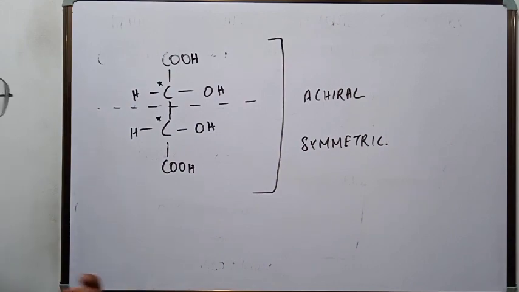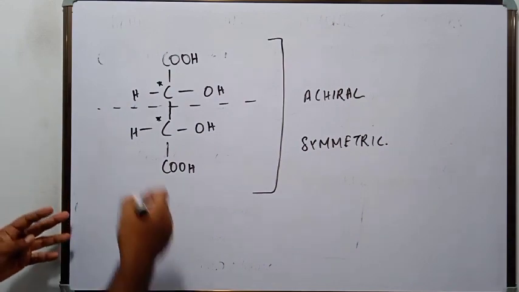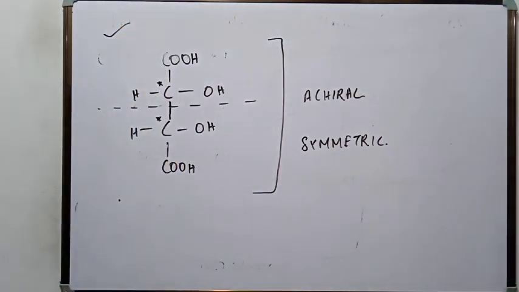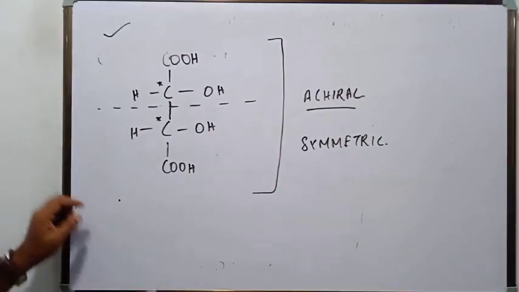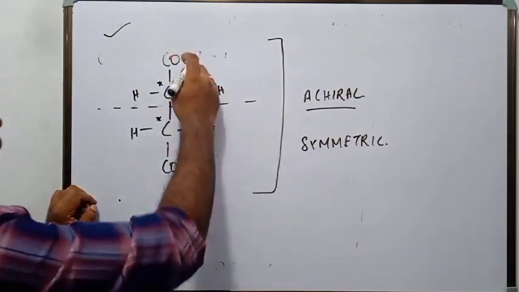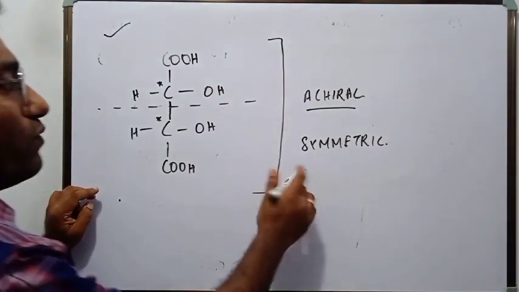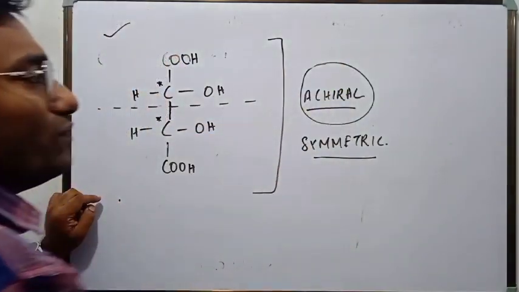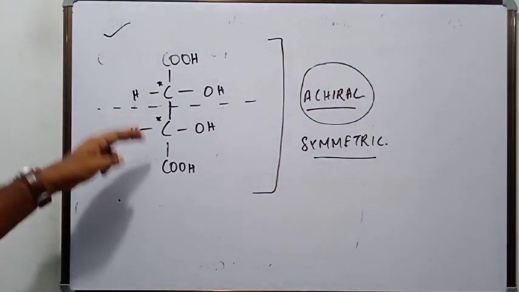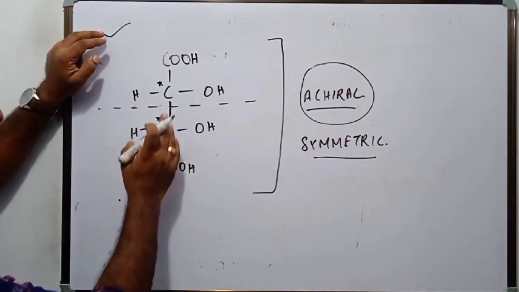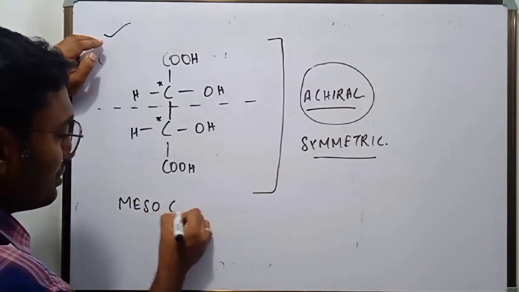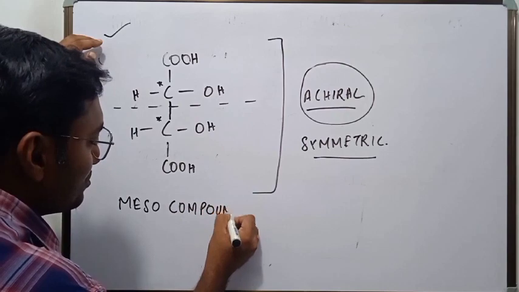So there are some compounds that contain more than one chiral carbon atom. This one has more than one chiral carbon atom, but even though they have more than one chiral carbon atom, they are still achiral because they have a plane that can divide them into two equal halves. That makes the molecule overall a symmetric molecule, and therefore such compounds are achiral. Overall they are achiral. Such compounds that have more than one chiral atom but are still achiral are called meso compounds.